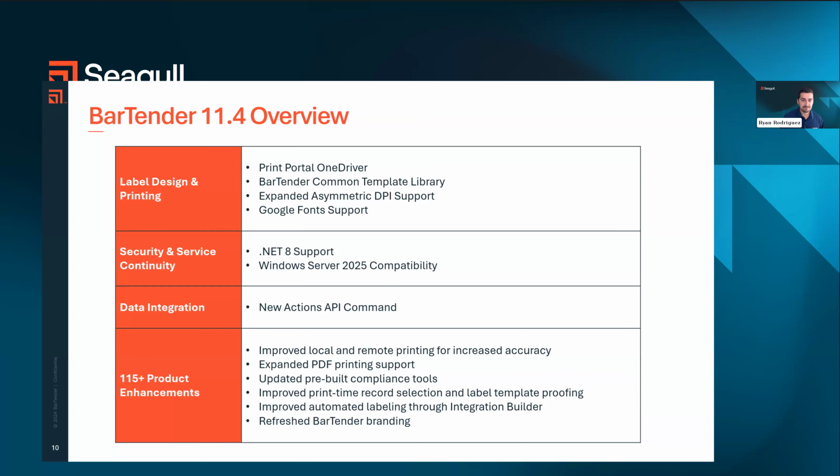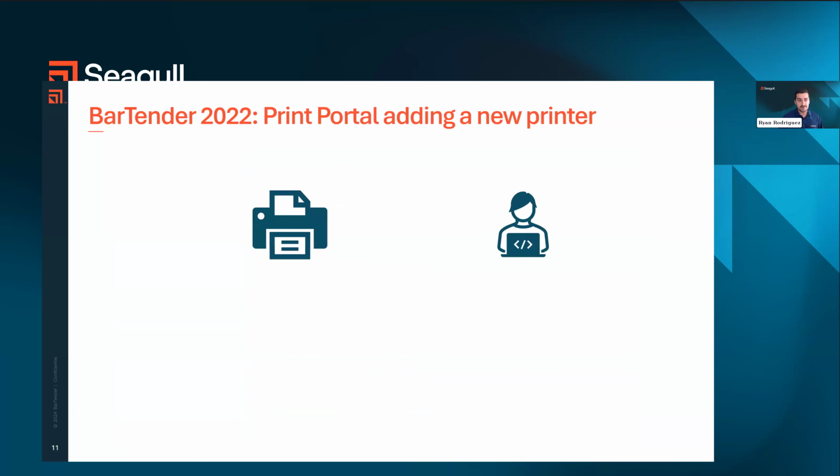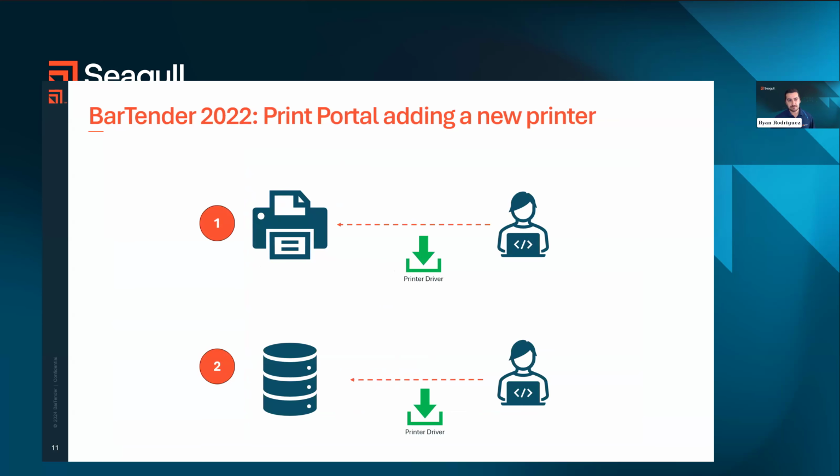The first is, previously, if you were looking to add a new printer through Print Portal, the first step that you would have to do in order to get that new printer up and running is that you would have to install the printer driver onto the client side. And then as a secondary step, you would have to then install the printer driver onto the server side. Once these steps are completed, you would then be able to print from that printer. So it's a very simple, straightforward process, as I'm sure most of you are already well aware of. And so not much to it, right?